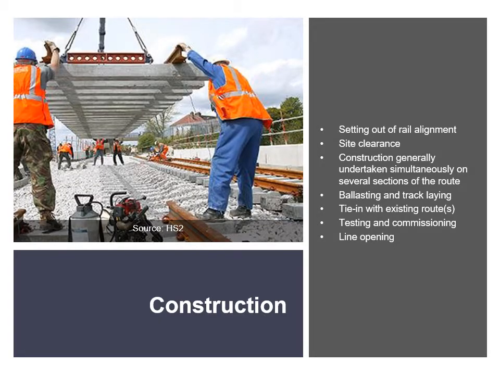So once we mobilise a contractor, they're going to commence with the setting out of the rail alignment. And that's the job for the civil engineering surveyors with their theodolites, levels, total stations, robotic total stations, or even drones. Then we're going to clear the site, and typically construction will be undertaken simultaneously on different sections of the route. So there'll be a number of sections or work phases, if you like.